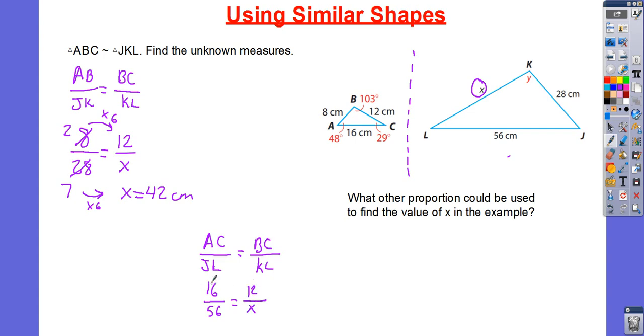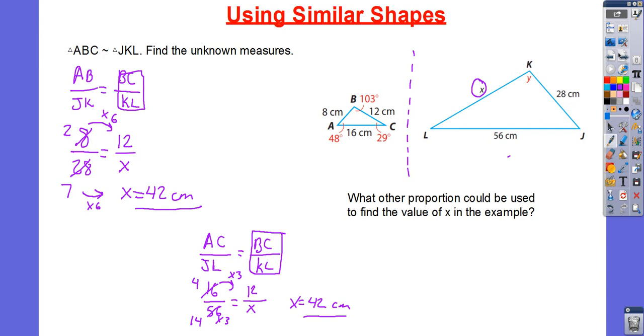Okay? I know for sure that 4 could go into 16. So 4 goes into 16 4 times. Could 4 go into 56? It certainly can. 4 could go into 56 14 times. So right here, I'm going to need to multiply by 3. And then, of course, 14 multiplied by 3 is also going to give me X equals 42. So, as you can see, I could use whatever side I want to, AB over JK or AC over JL. But I need to make sure that I have my ratio of my unknown with KL.